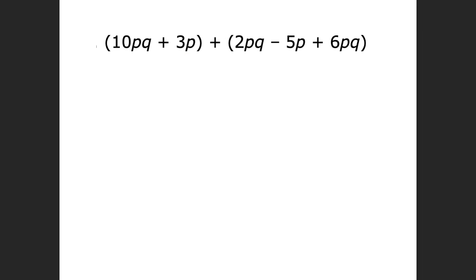How about this one? Now, when you're dealing with addition, the parentheses really don't make any difference. I have 10pq, and I have 2pq. I also have a 6pq. I can add all those together. 10 and 2 and 6. That looks like 18pq. And then I have 3p and minus 5p, so that leaves me with minus 2p.